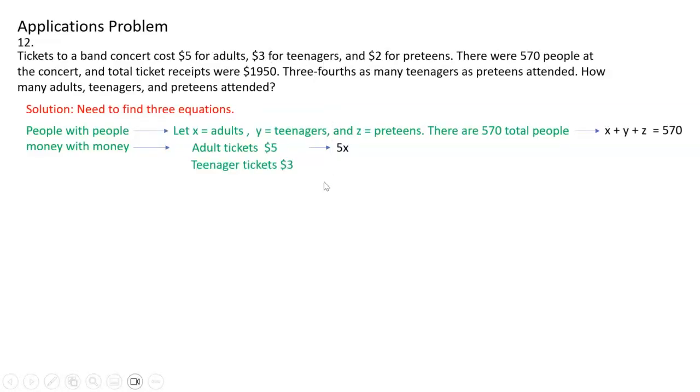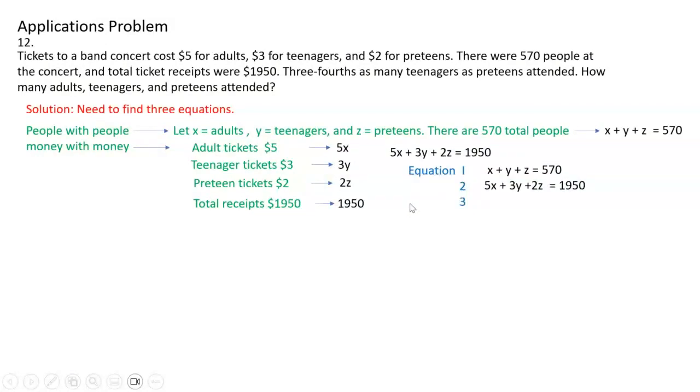Teenage tickets were $3, and teenagers is represented by the letter Y, so this will give us 3Y. Preteen tickets were $2, right? Since Z represents preteens, it's going to give us 2Z. What was the total revenue, or the total money? It was $19.50. So I found my second equation: 5x + 3y + 2z = $19.50.